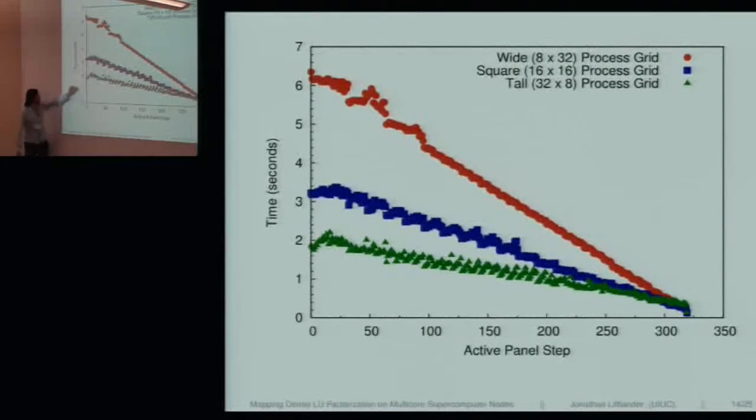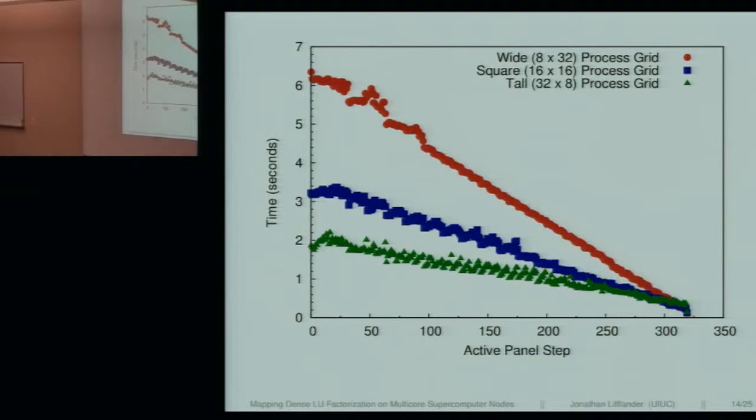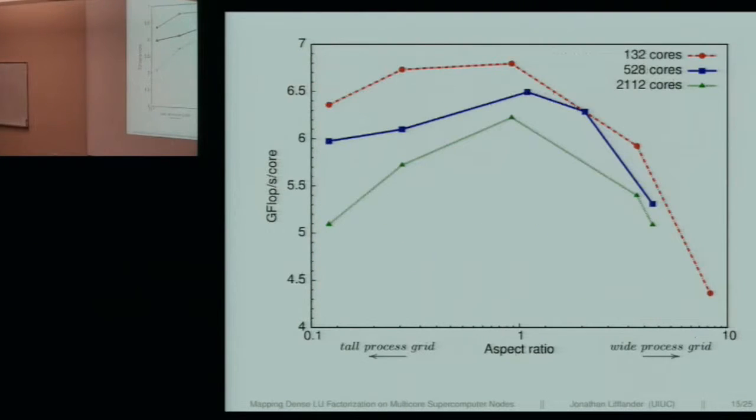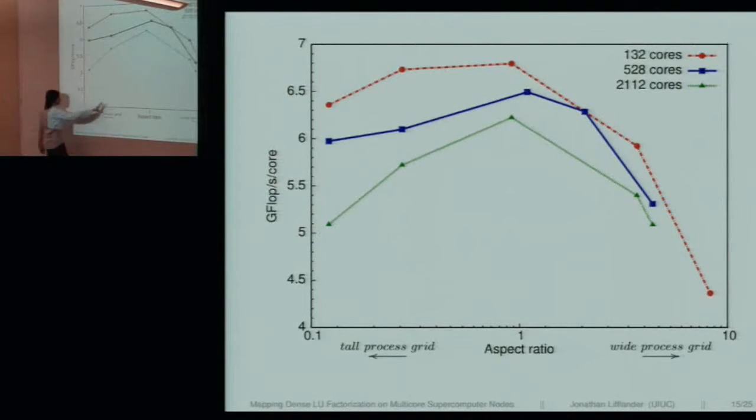From 3 to 2, we're probably getting bound by memory. But we still get a speed up. And since the active panel is actually on the critical path, even if you don't get perfect efficiency, you still want to do it faster if you can. So now I'm going to show you the entire run. So this is the aspect ratio. Tall on this side, wide on that side.